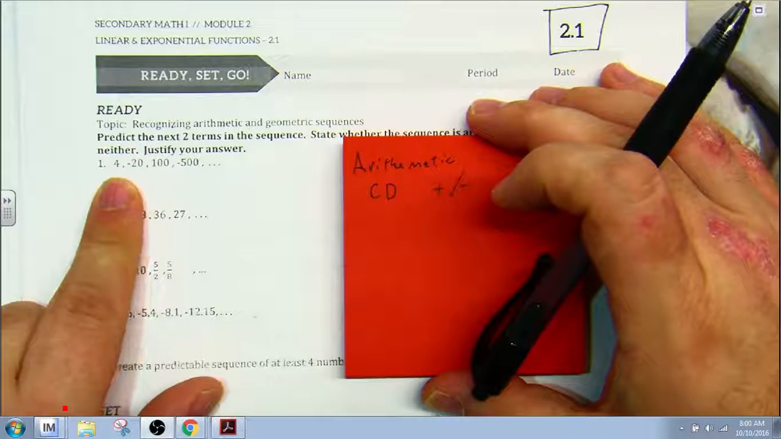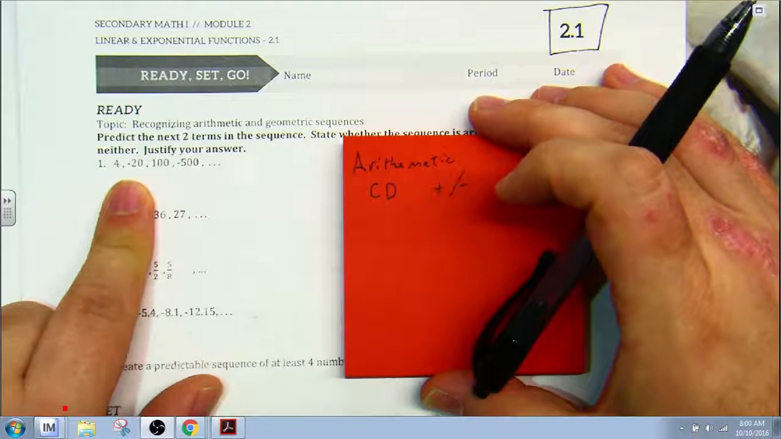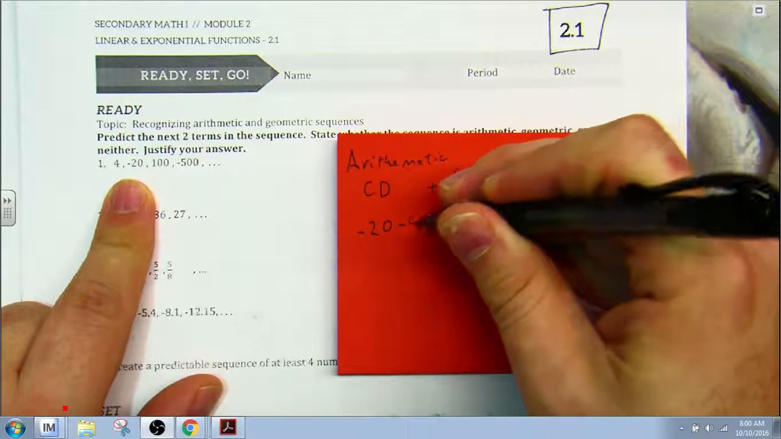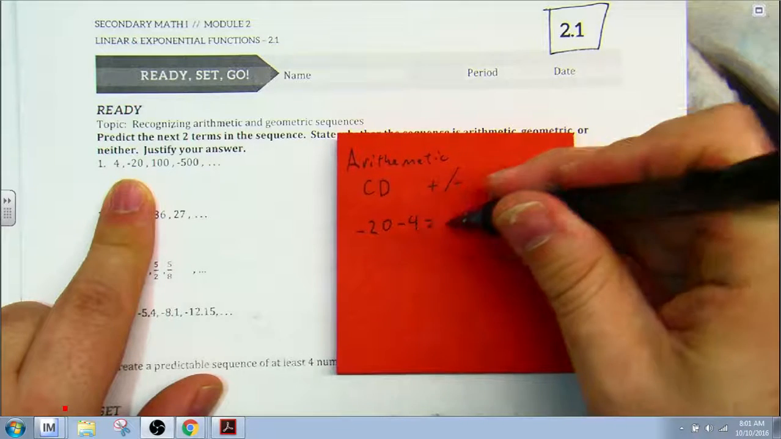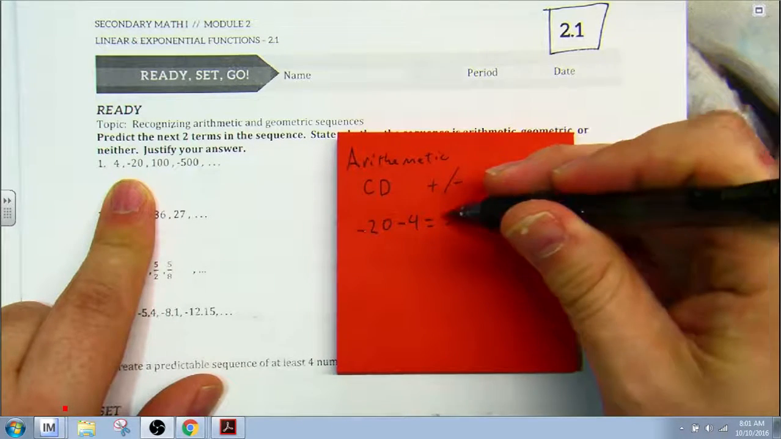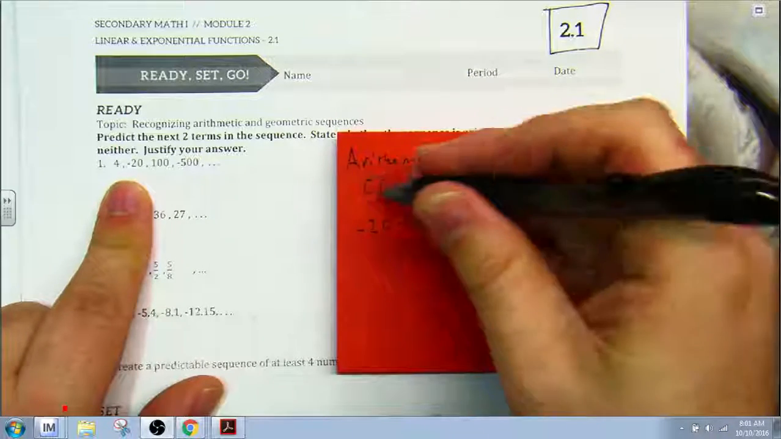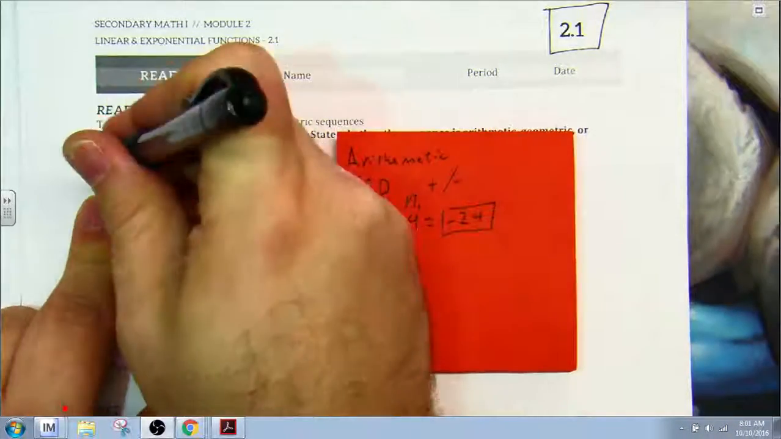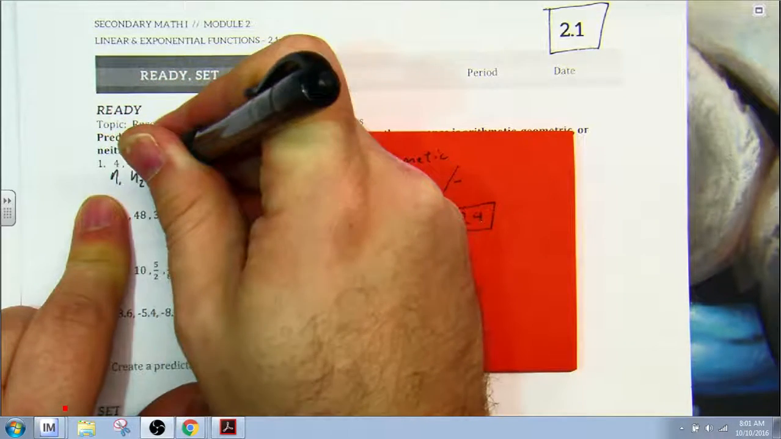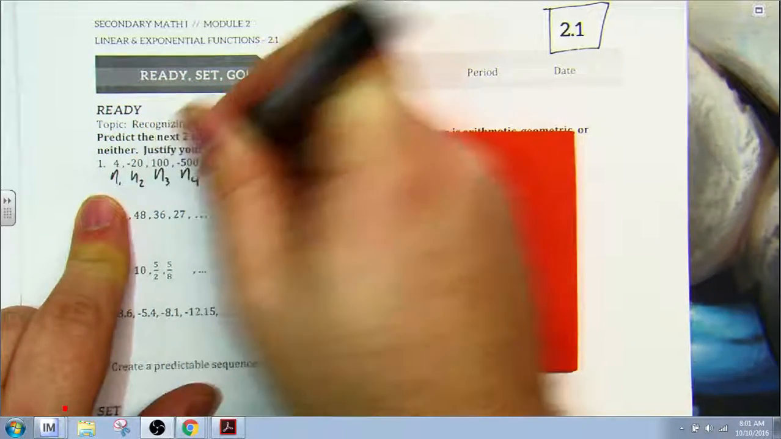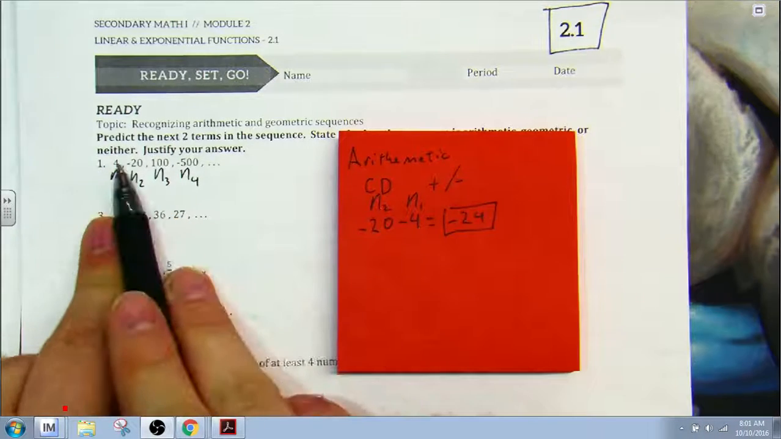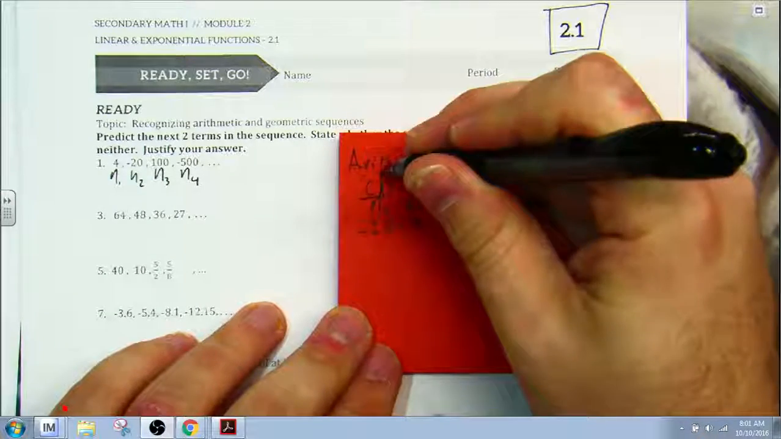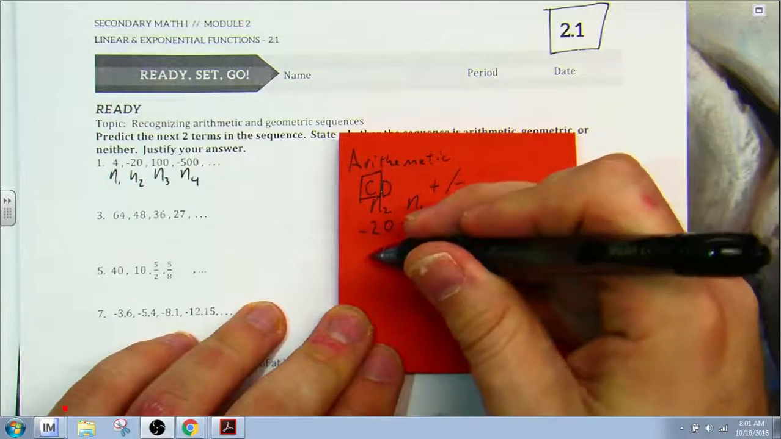So when I look at 4 and negative 20 as two terms here, I can do negative 20 minus 4, and that gives me negative 24. So that tells me that the difference between my n2 and my n1, because this is n1, this is n2, n3, n4, is negative 24. So I went down 24 from n1 to n2. For it to be a common difference, that must also be true of every step.